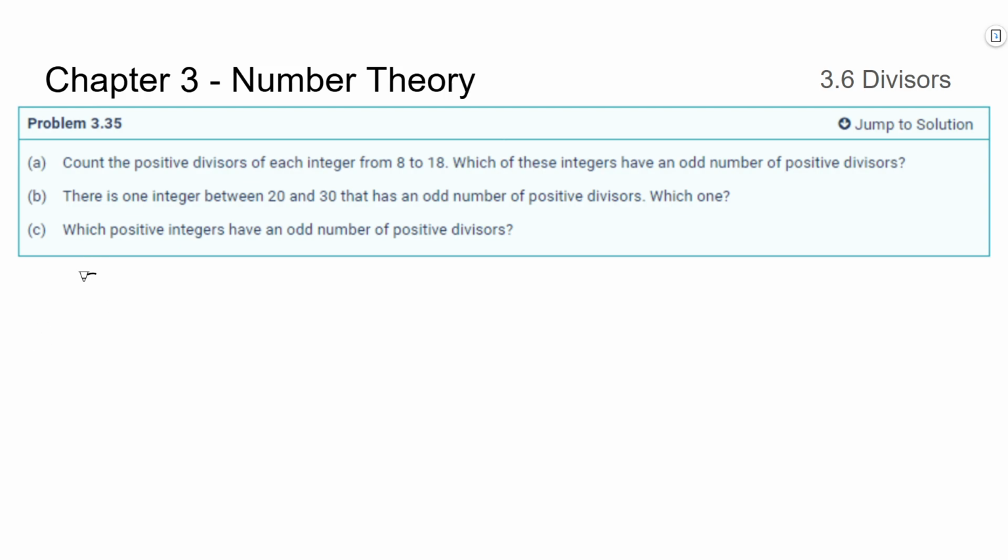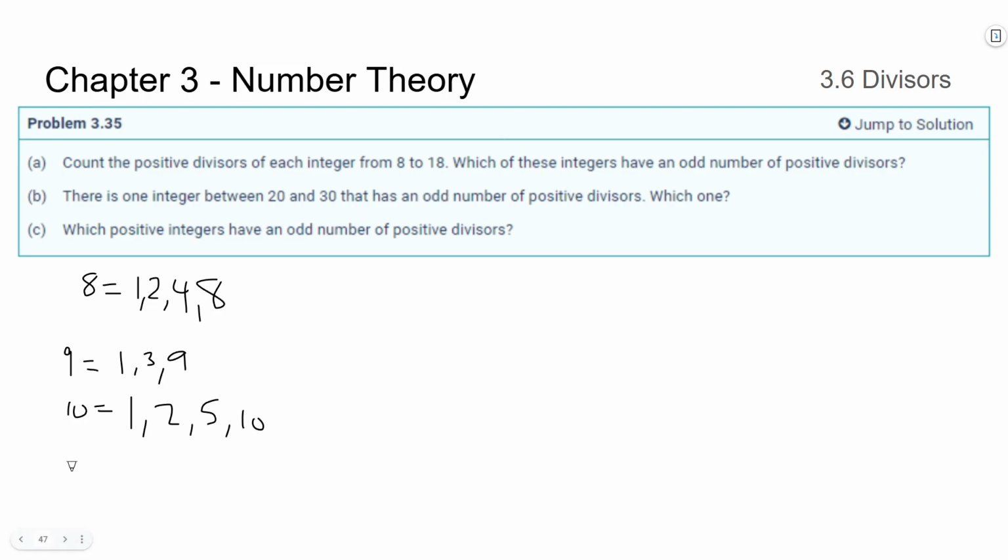So for 8, the divisors would be 1 and 8, 2 and 4, and anything else? I think that's all of them. 1, 2, 4, and 8. For 9, we're gonna have 1 and 9, and we're gonna have 3 times 3, so 1, 3, and 9. For 10, I'll go ahead and write these out. I'm sure you could probably figure these out on your own, but I'll just do these quickly. So it's gonna be 1, 2, 5, and 10. For 11, it's going to be 1 and 11. It's a prime number.